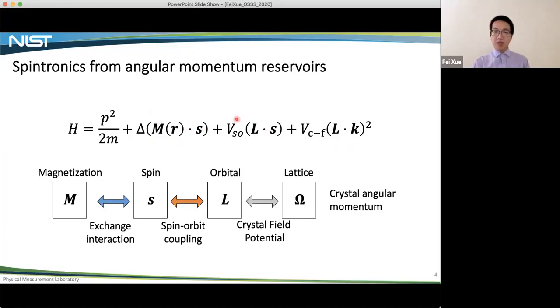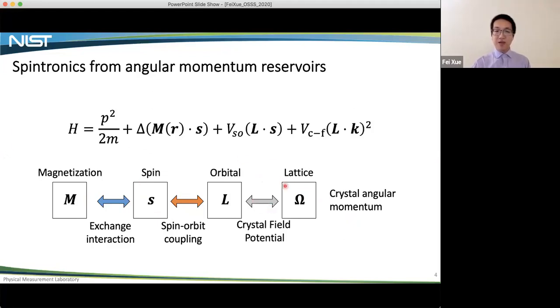And because of the relativistic effect of electrons, we also have spin-orbit coupling. Here is just one form of atomic on-site spin-orbit coupling, but there are other forms also in general. But the thing is, all these terms tell us that we have different angular momentum reservoirs in the solid state system: magnetization, spin, orbital, lattice angular momentum reservoirs. And there are flows between different angular momentum reservoirs due to this coupling I talked about earlier.